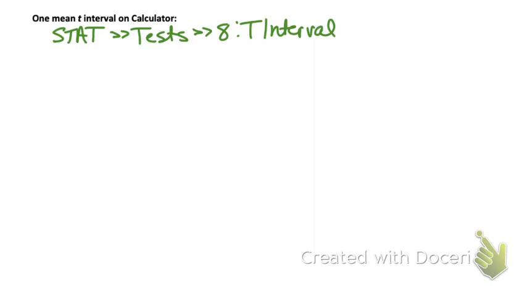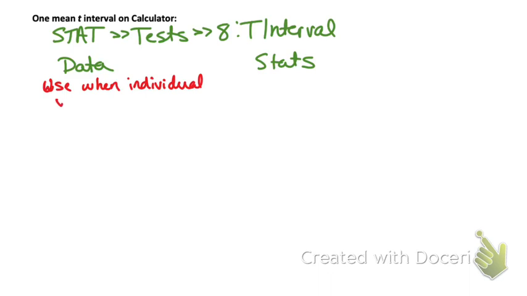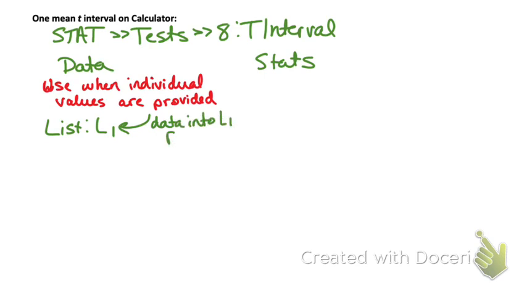It's scary. You have two options, first of all. You have the option of data or stats. So, data, this is going to be used when individual values are provided. So basically, if the problem gives you the individual values, you're going to want to use data. The next thing it asks you for, if you've got data selected, is where's your list. Well, it should say L1. What does that mean? You probably should have already put data into L1 first.